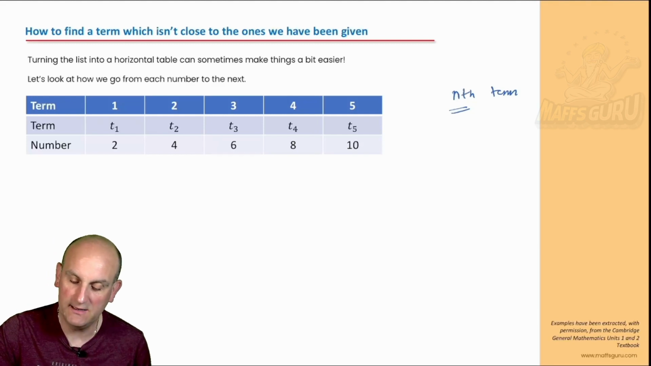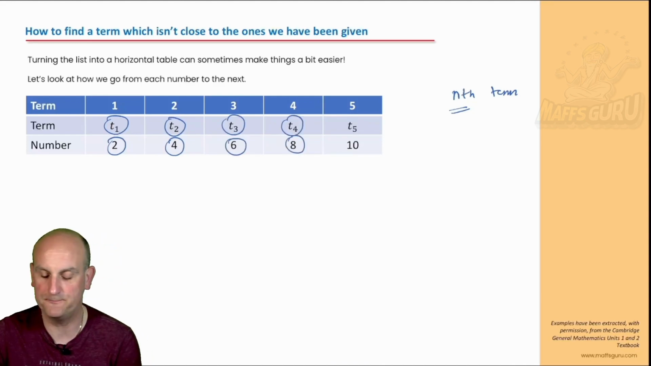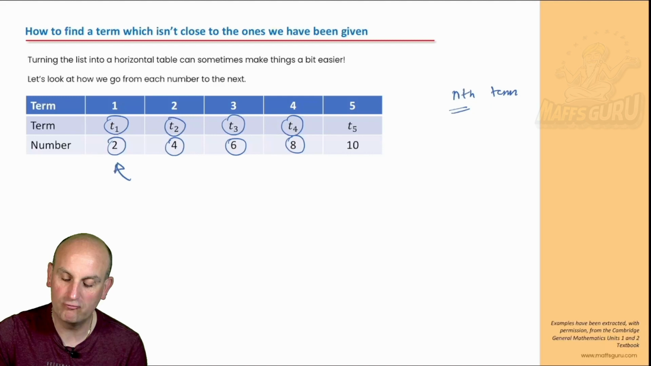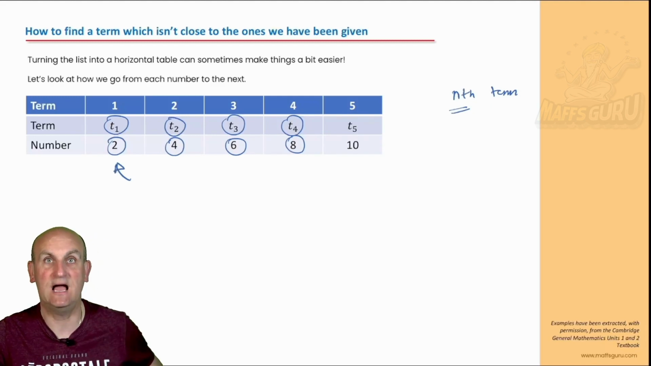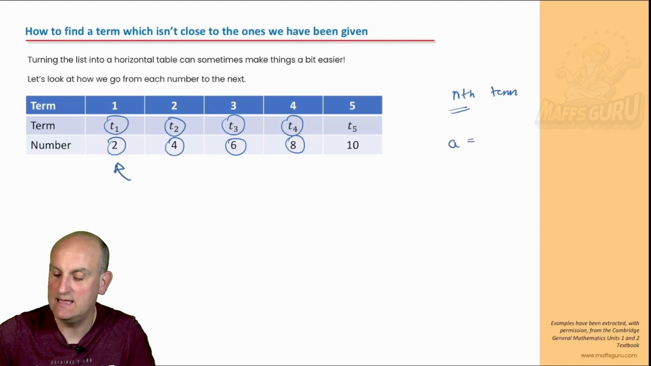So what I'm going to do is say, okay, well, I've got T1, T2, T3, T4, and T5. So what I mean is we've got T1, which is the number 2, T2 is the number 4, T3 is the number 6, T4 is the number 8, and so we go on. This number here is really important. It's our first term.